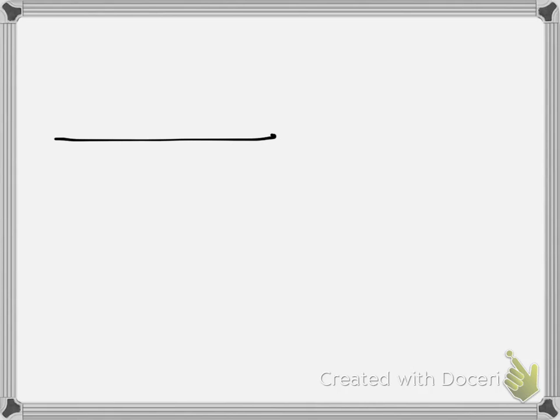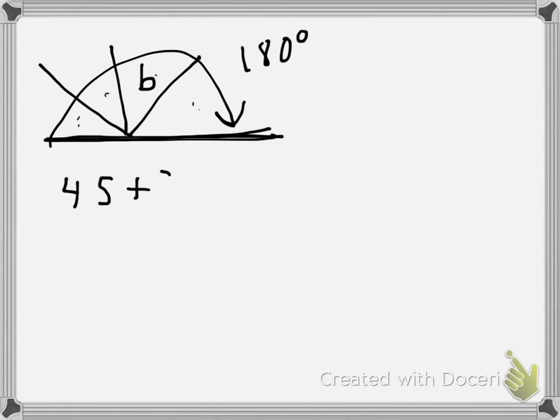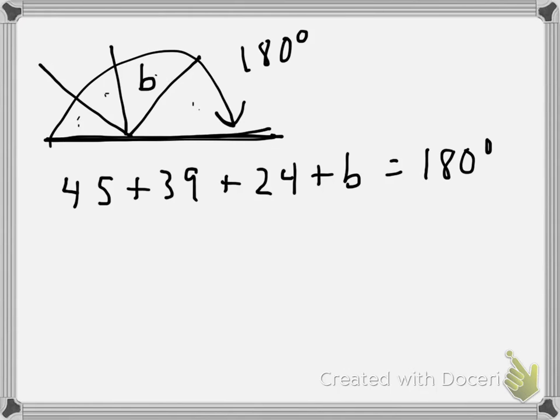For the next one, we have some angles that are being added together. We're given 3 of the angles, and we're trying to find out what B is going to be. What's important here to remember is that when you're adding up the measures of the angles on a straight line, altogether it will always equal 180 degrees. So we're going to add these 3 plus B to equals 180. So 45 plus 39 plus 24 plus B has to equal 180.